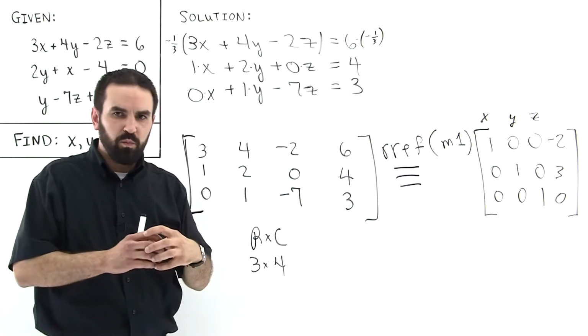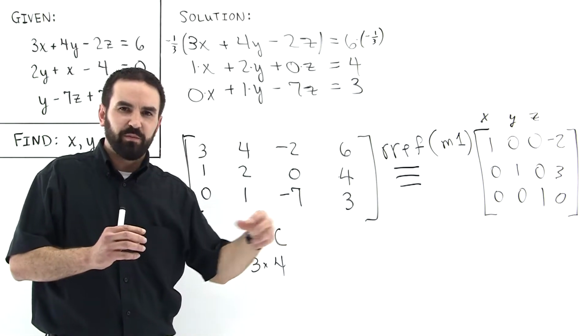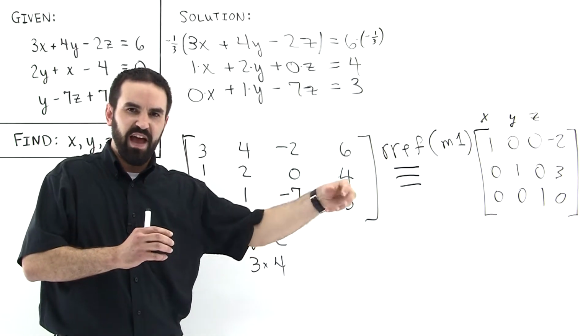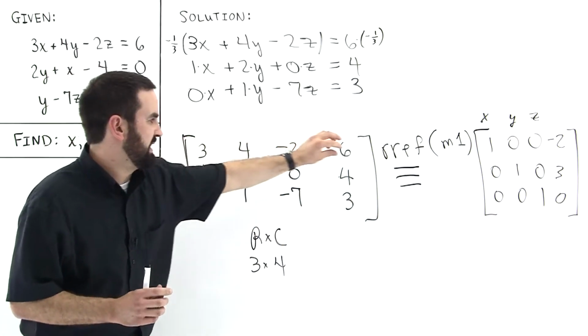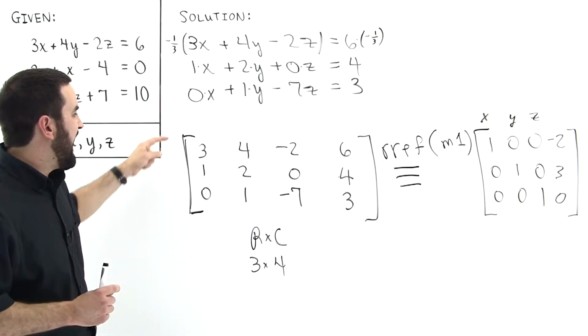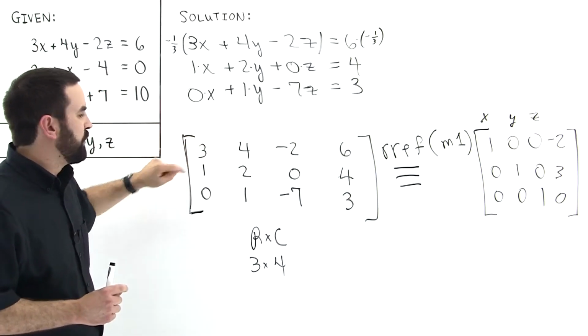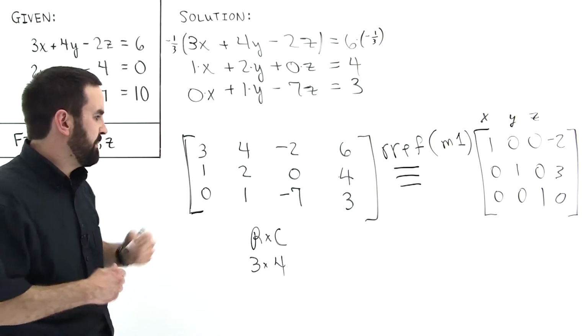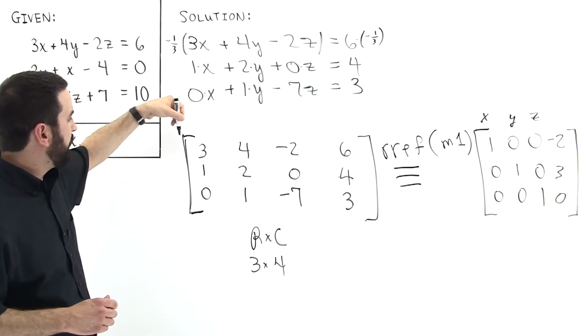Then we could add that result, right? The result of multiplying negative 1/3 times each value here, add that result to row 2. And that's legal to do. We can add equations together, right? So look what would happen if we did that.